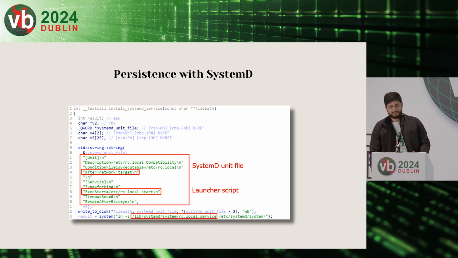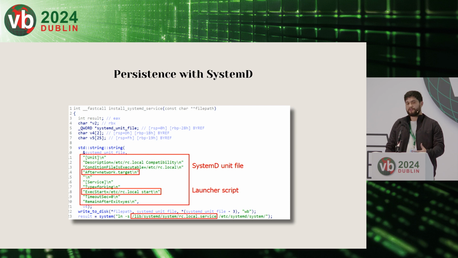Okay, so the persistence with systemd is pretty straightforward. It's just a unit file that contains some information for the init system. For those who are not familiar with systemd, it's basically the first process that executes in Linux, and it manages services and other kinds of processes inside the system. So this unit file says that this service must run after the network target, so the system needs to have a network connection. And it will execute a launcher script that will be placed in /etc/rc.local.